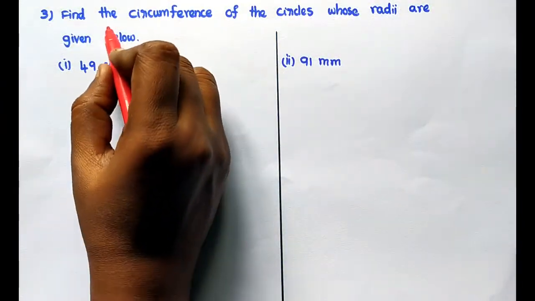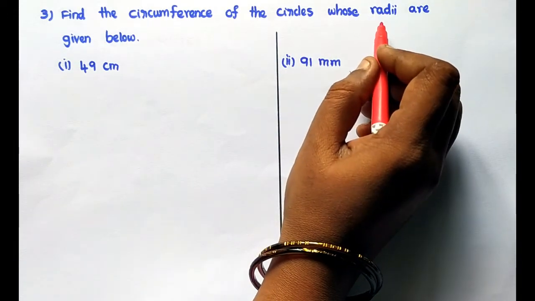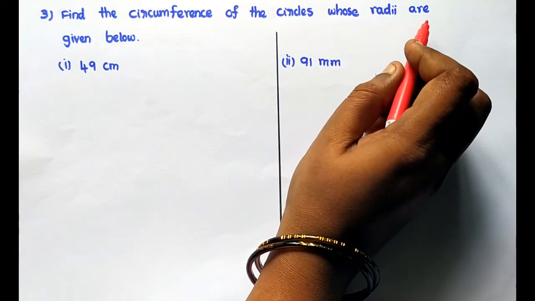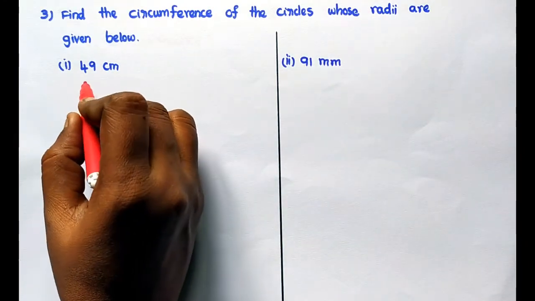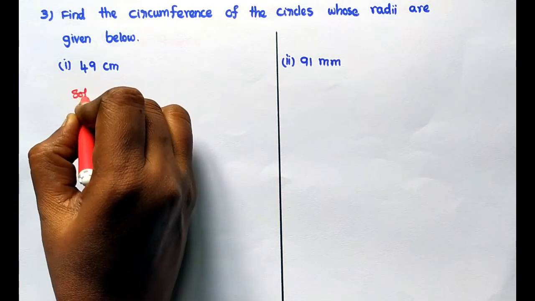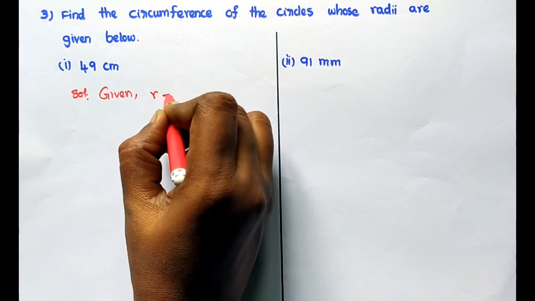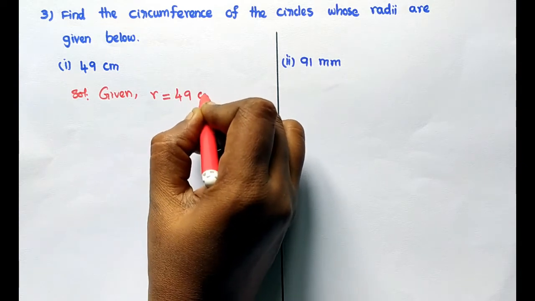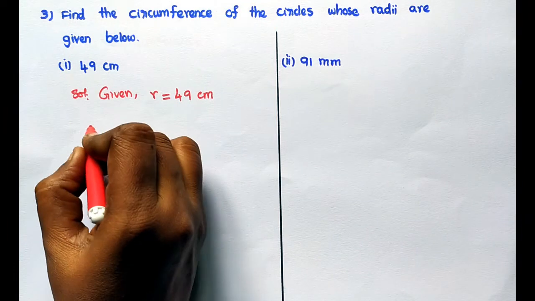Third sum, find the circumference of the circles whose radii, radii meaning the plural form of radius, are given below. Now they have given radius. So write down first what they have given. Radius equal to 49 centimeter. Now we want to find the circumference.